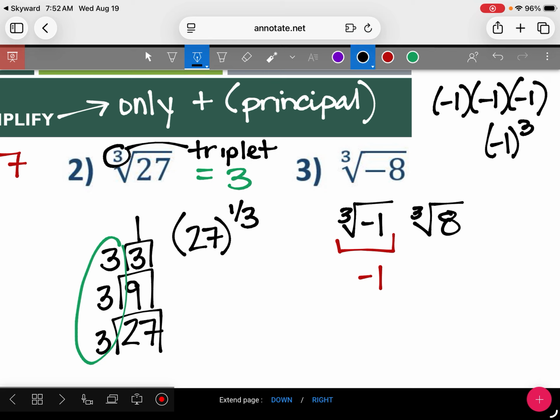Now, if you were to build a cake with the 8, though, you get a set of triplet what? 2s.